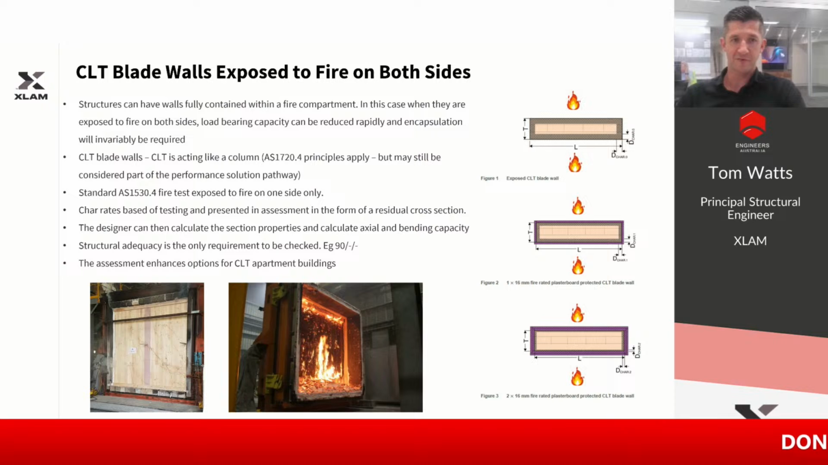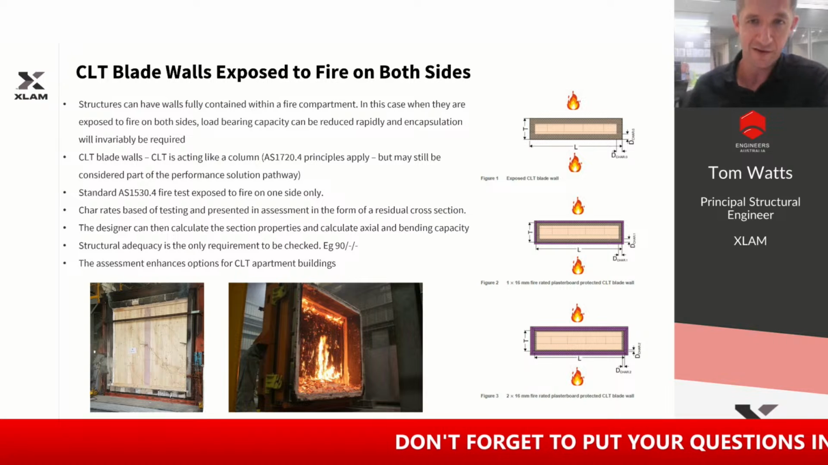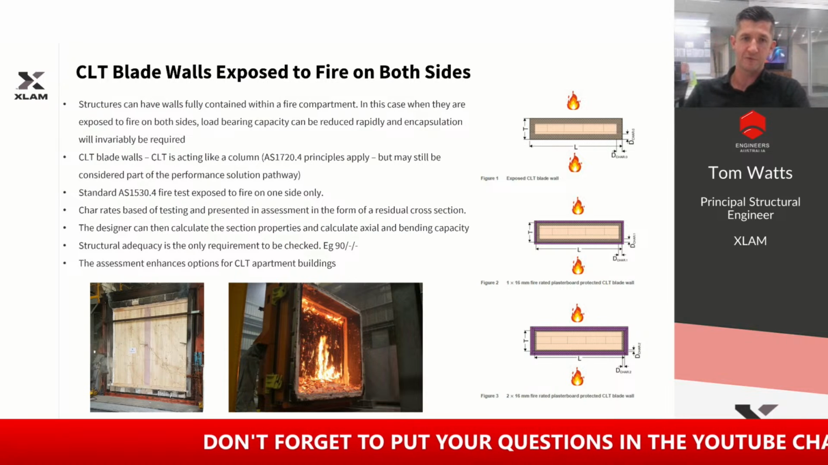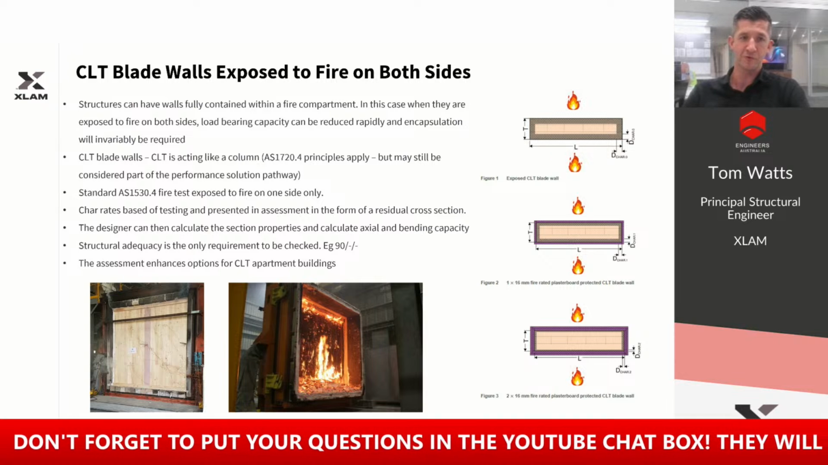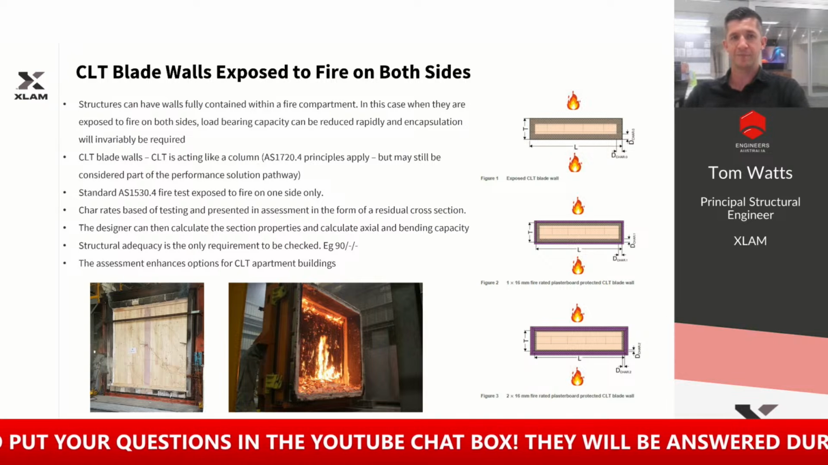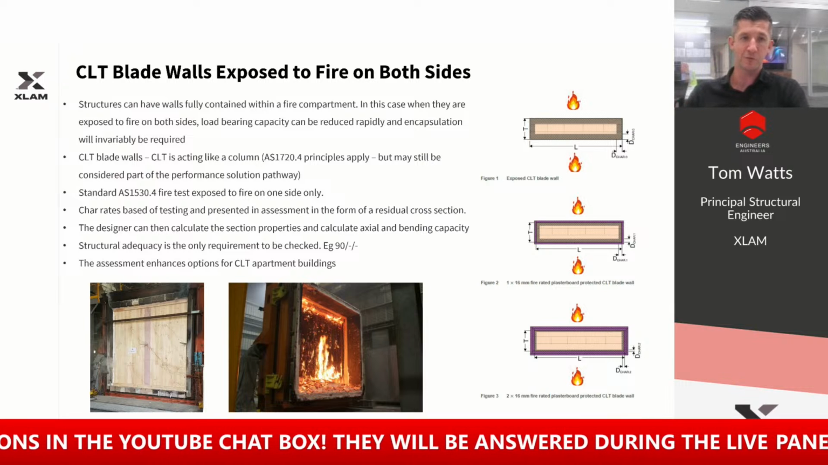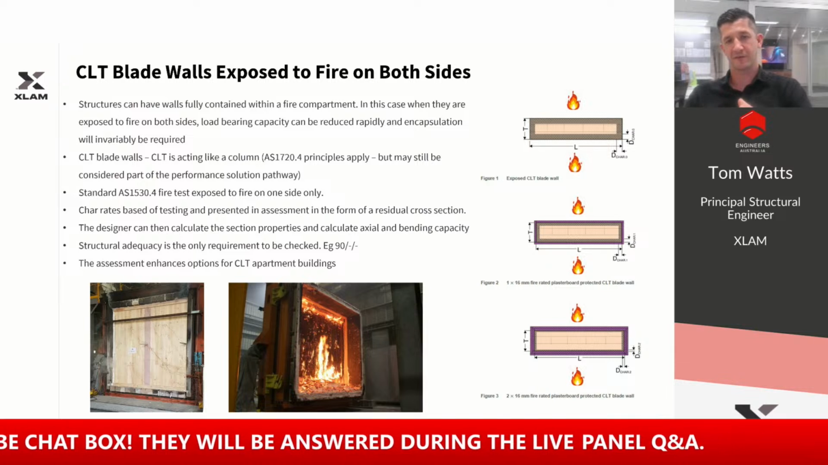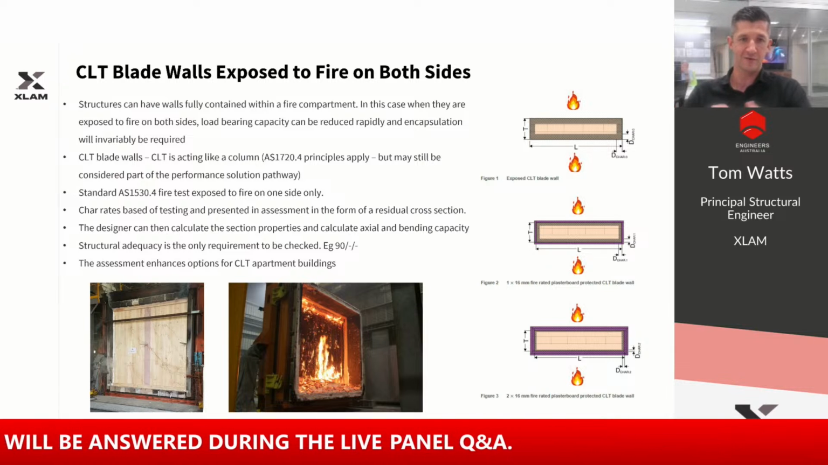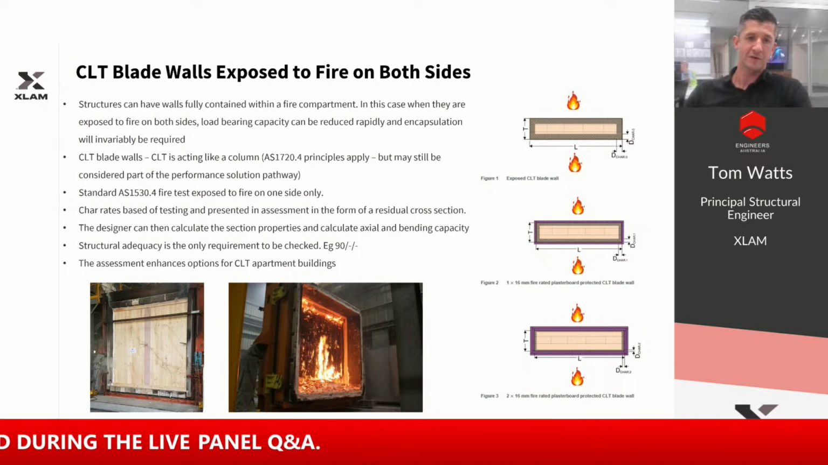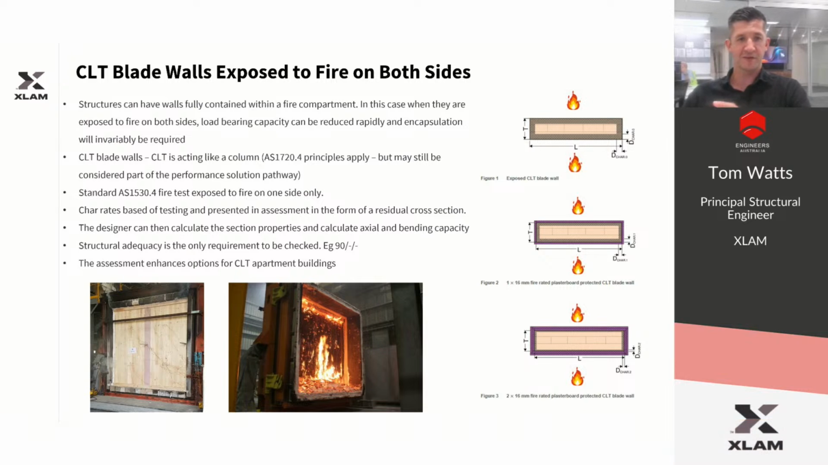So extending the concept of glulam beams and columns to CLT walls. When you're looking at things like CLT apartments, you can sometimes have a number of walls which are fully within the apartment. An analogy might be a blade wall in a concrete building, where you've got a CLT wall fully within a fire compartment, so it's exposed to fire on all sides. So what XLAM have done is look at a whole range of fire tests that we had for different elements. We looked at the char rates, and we determined an appropriate char depth for a blade wall that's exposed to fire on all sides.